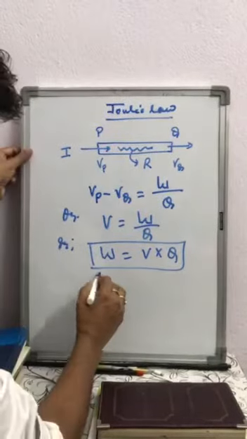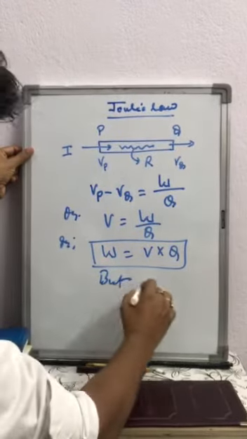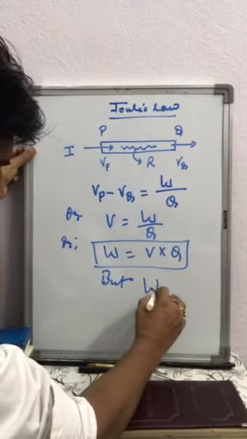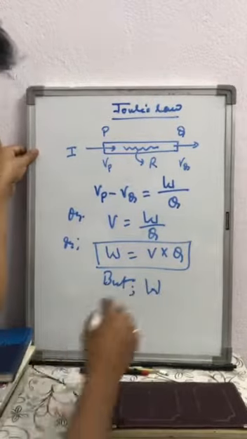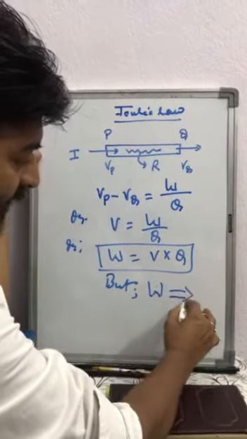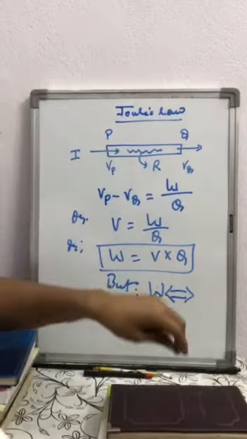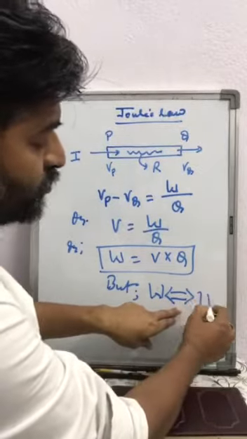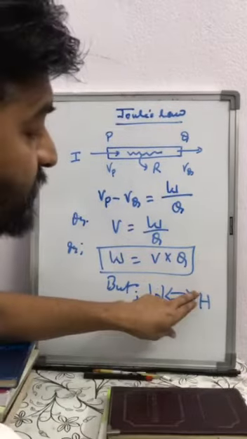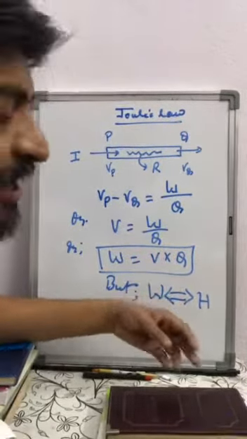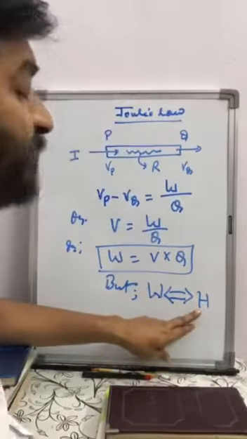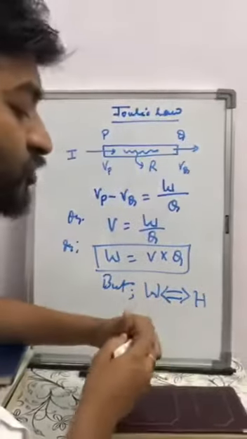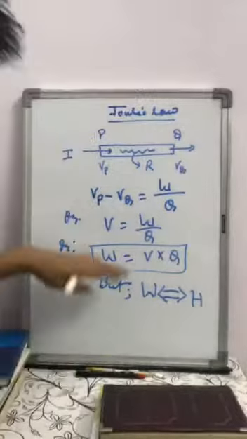But this W, the work done by the electrons, is spent in terms of energy. So we can write that W is equal to heat, the energy in the form of kinetic energy which generates heat when electrons pass through the conductor.